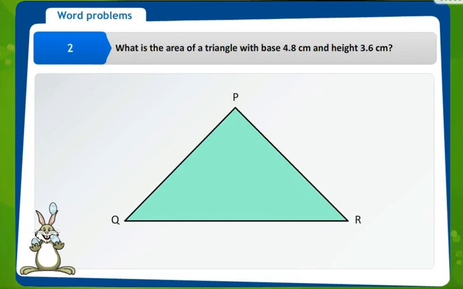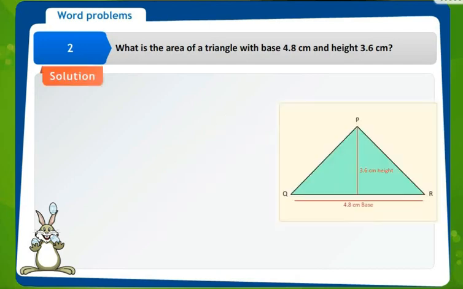What is the area of a triangle with a base 4.8 centimeter and height 3.6 centimeter? Now we know that area of a triangle is half base into height. So area of a triangle is equal to half into 4.8 into 3.6.